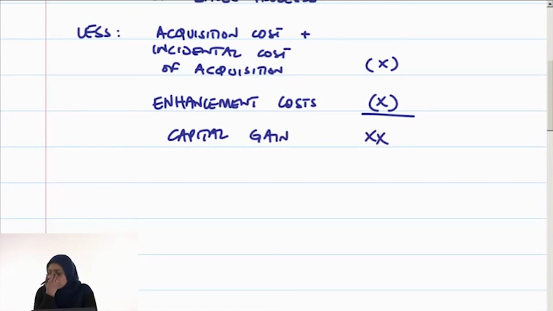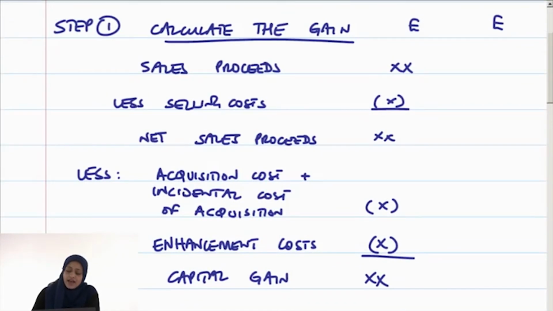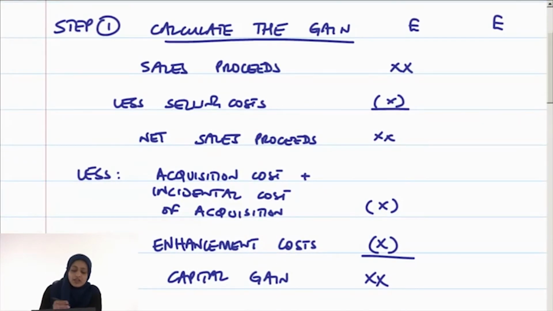Now, although this is step one of the computation, and step one of the computation is to calculate the gain, what you will see is that we can have a variation in step one. So I'm just going to mention the different variations that we can have for step one.